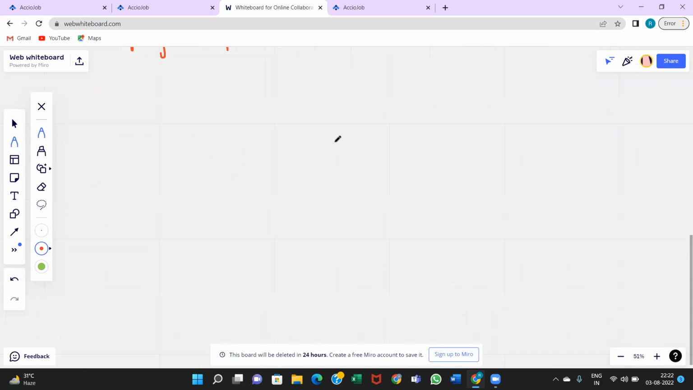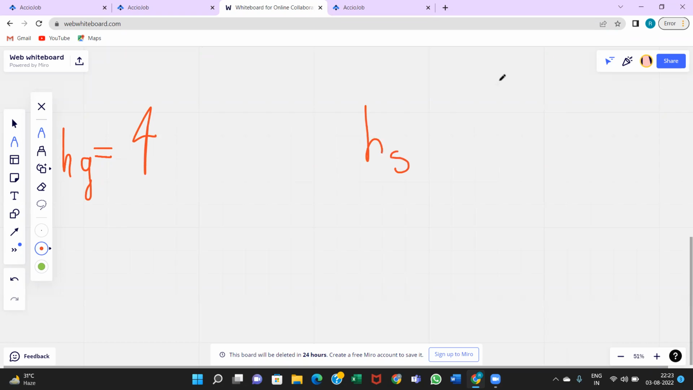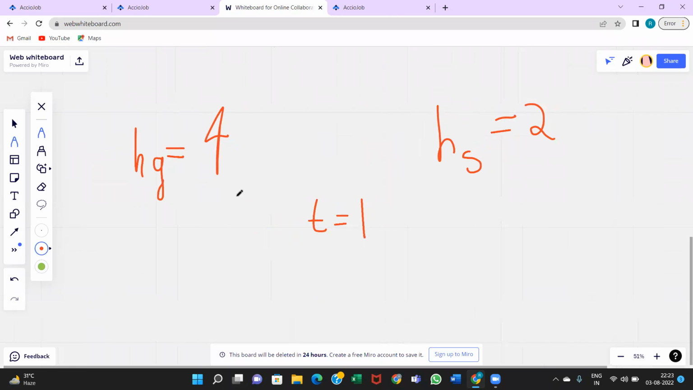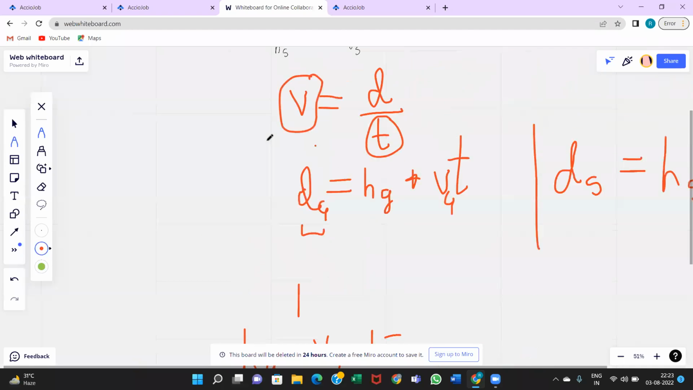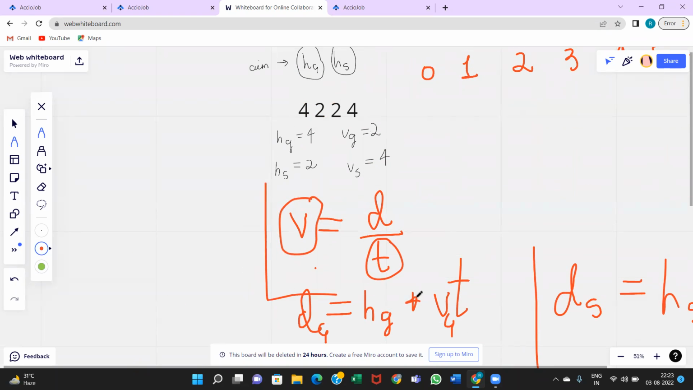All right, I'll repeat. See, let's say Jian is having height 4. It is given to us, and the height of Sunyo is 2. What will be the height of both of them after 1 unit of time? So when I'm taking time equals 1 second, at that point of time, you know this formula, velocity equals distance upon time. Is this part clear to you?